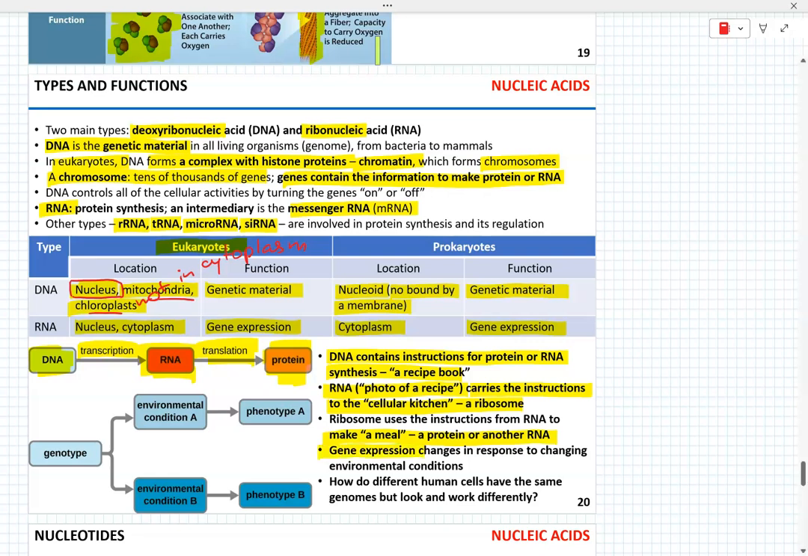It's important to understand that gene expression can change in response to different environmental conditions or activities. This explains why different human cells have identical genomes but look and work differently. Simply, different cells have different patterns of gene expression. Therefore, the phenotype is determined by the set of genes that are expressed at any given moment.